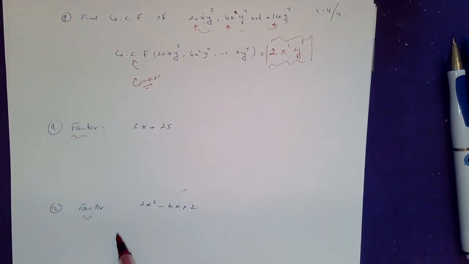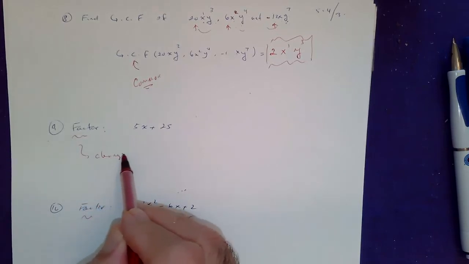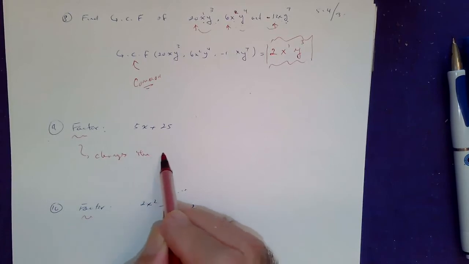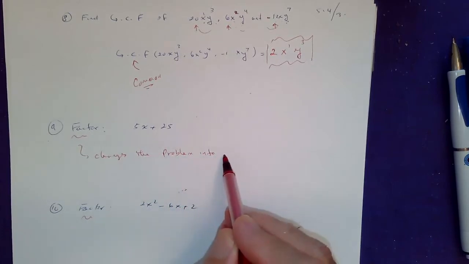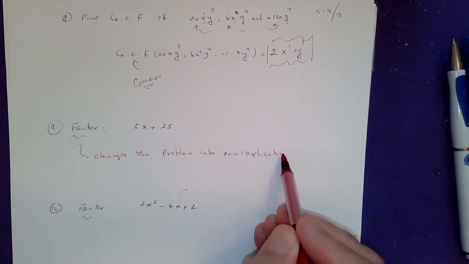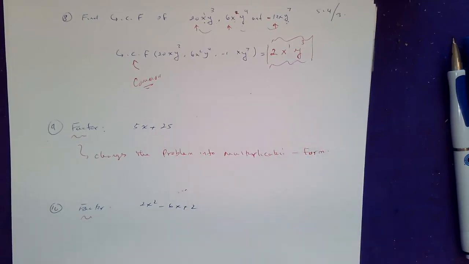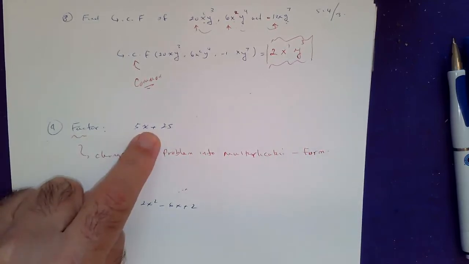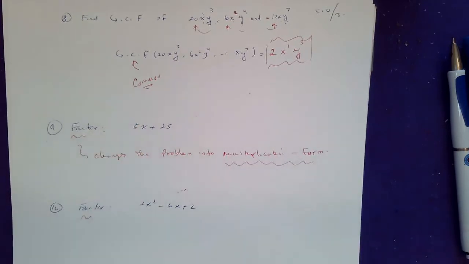So now that we know how to find greatest common factor, I think now it's time to factor. Remember what factoring does. It changes the problem into multiplication form. So that's the job of factoring. It takes an addition or subtraction and simply changes it into multiplication form. That's the purpose of factoring.